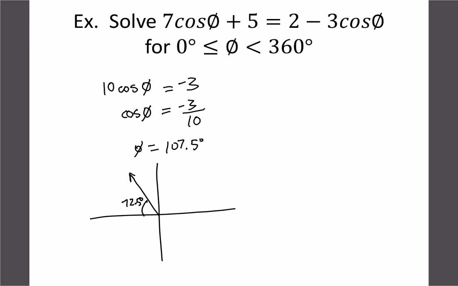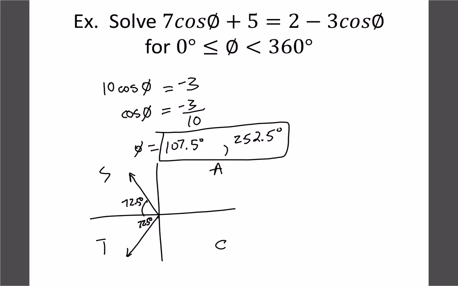So our one solution is 107.5. We also want to know where else cos is going to be negative. This was a cos question, and we got -3/10, so it would be in that quadrant and in quadrant 3. So if we go 180 plus 72.5, that would give us an answer of 252.5 degrees. So those are our two solutions, and we're done the question. We just basically rearrange the equation, get it to be just regular sine, cos, tan, or whatever, equals a fraction, solve for it, and then find your corresponding angle that would also be correct.